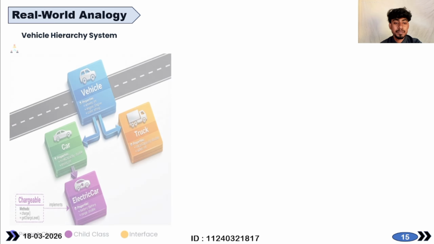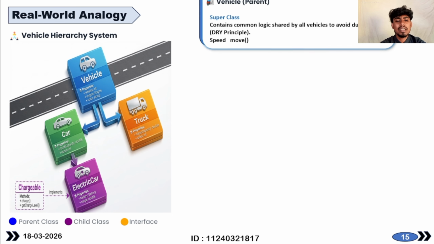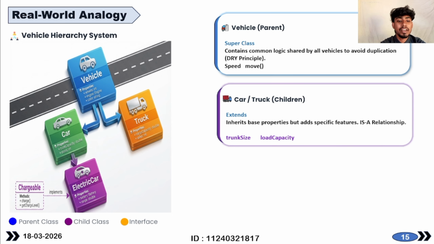Now, to conclude, let's look at a practical example. As you can see in this vehicle hierarchy, the vehicle superclass contains common logic like speed and move. The subclasses car and truck inherit this while adding their own specific details like trunk size. This follows the DRY principle.